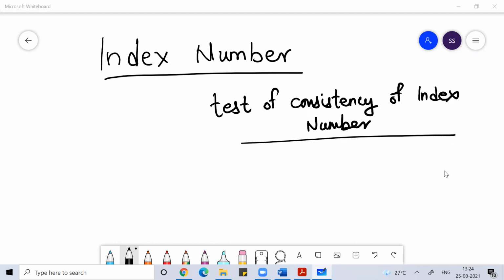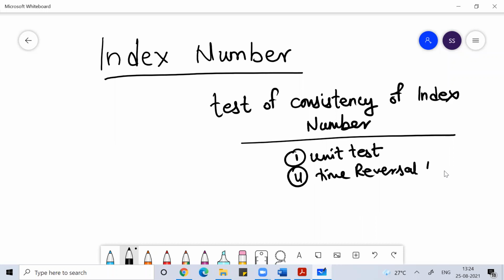In today's class, we'll discuss the test of consistency of index numbers. Here, we'll discuss the concept of unit test. We'll talk about time reversal test. Then we'll talk about factor reversal test.